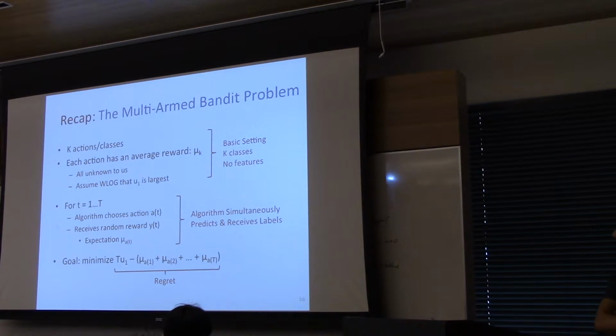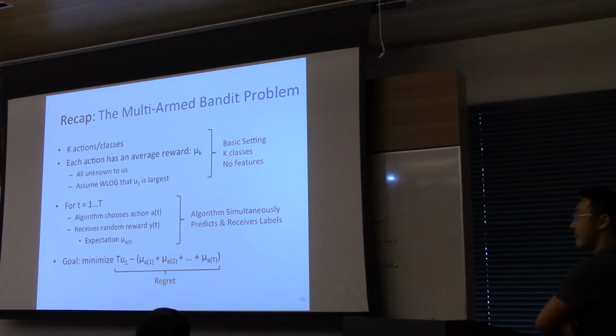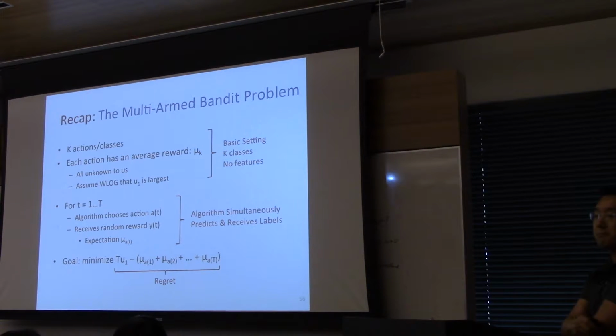So just to recap, you have k classes or actions, no features in the basic setting. Every class or action has some expected reward unknown to the algorithm. And then you have this iterative procedure where you choose an action, receive a random reward with this hidden expectation, learn something about these expectations, and you minimize this regret. That is the multi-armed bandit problem.